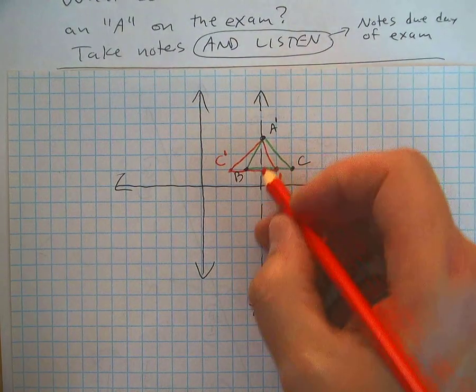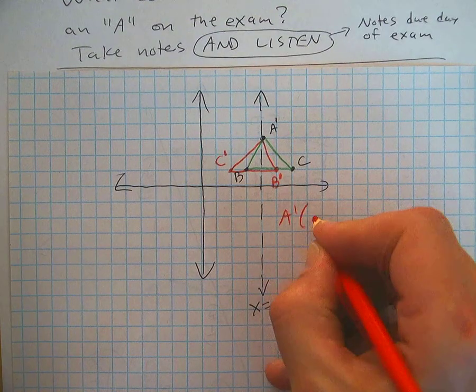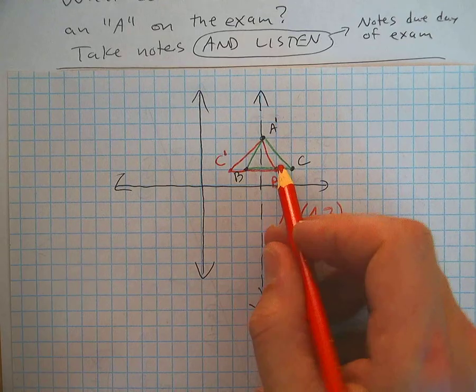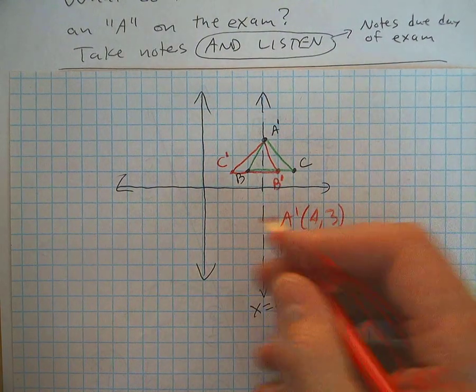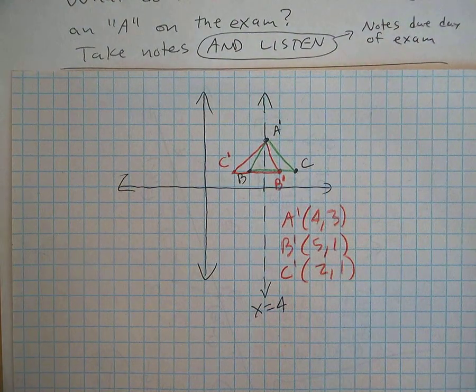These will be my new points. A would be 4, 3, so A prime would be 4, 3. B prime would be 5, 1. And C prime would be 2, 1. That's what you'd have to do for your exam, though obviously there are different numbers on the exam. All right, let's find our next one.